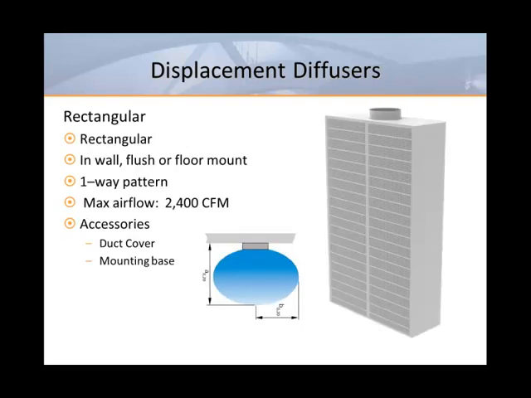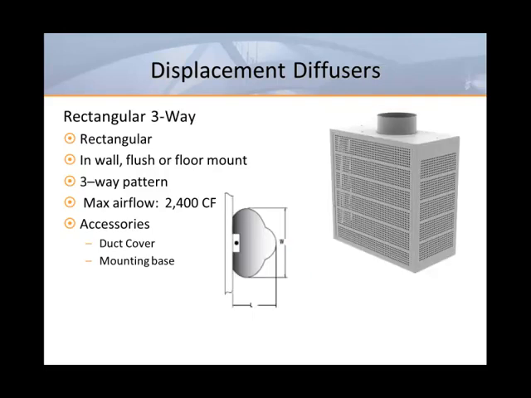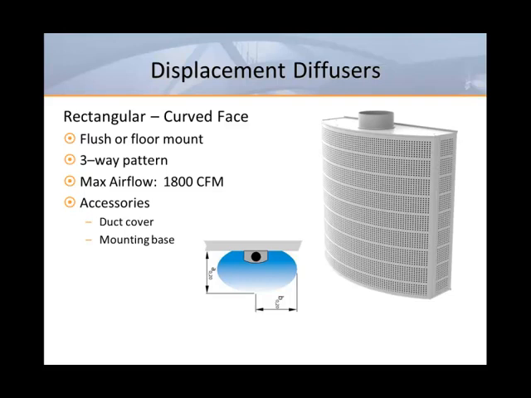This unit is also rectangular but designed for either flush or floor mounting. It should be said that all of these diffusers can be supplied from either above or below because it makes no difference to the air pattern or performance. This unit also provides a one-way air pattern. The next unit is similar to the previous unit, but it includes discharge openings on the side to create a three-way air pattern. This next unit also provides a three-way air pattern, but it has a curved or bow-fronted face.